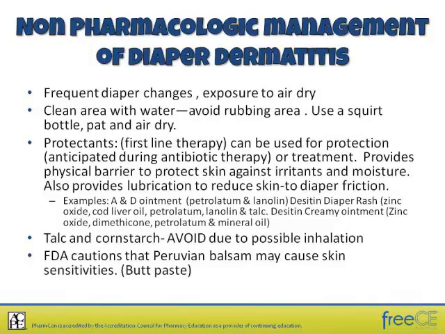So those protectants, as I said earlier on, can include A and D ointment, which is petrolatum and lanolin, Desitin diaper rash, zinc oxide, cod liver oil, petrolatum, lanolin, and talc. The Desitin creamy ointment is a little easier to apply. It doesn't seem to drag on the skin so much. That contains the zinc oxide, dimethicone, petrolatum, and mineral oil.